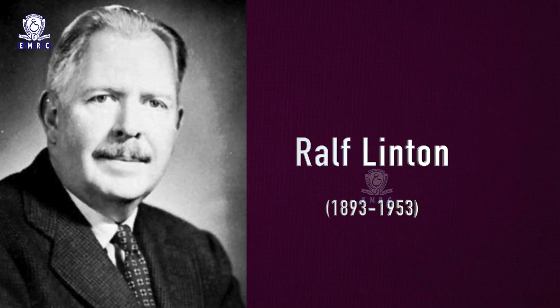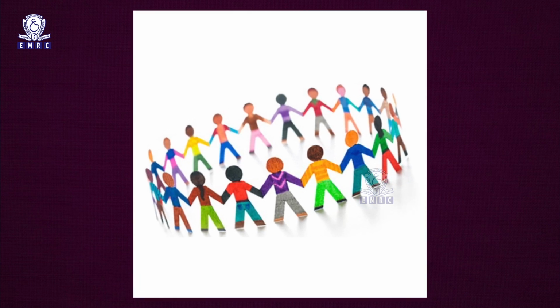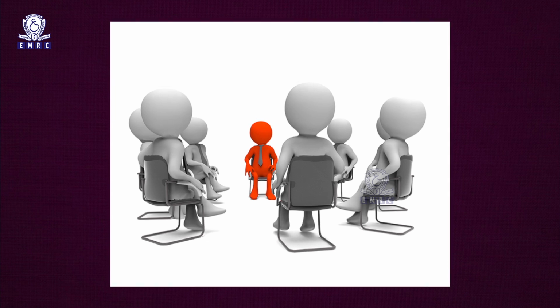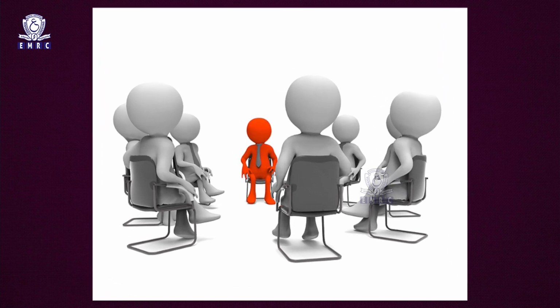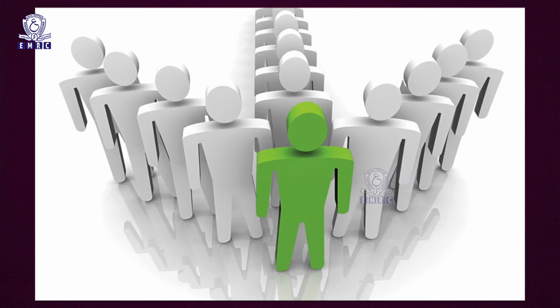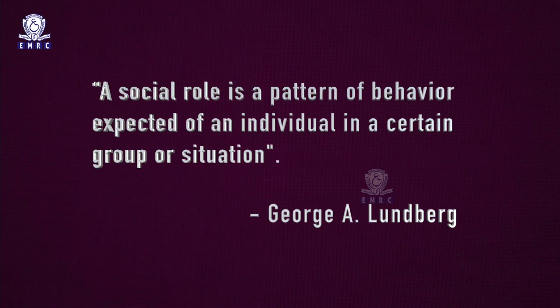According to Ralph Linton, role is the dynamic aspect of status. A role is the totality of all the cultural patterns associated with a particular status. Any given role within a group tends to vary according to the individual who occupies the status, as well as the general membership composition of the group. According to Lundberg, a social role is a pattern of behavior expected of an individual in a certain group or situation.